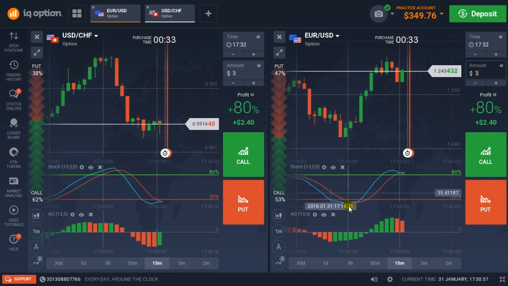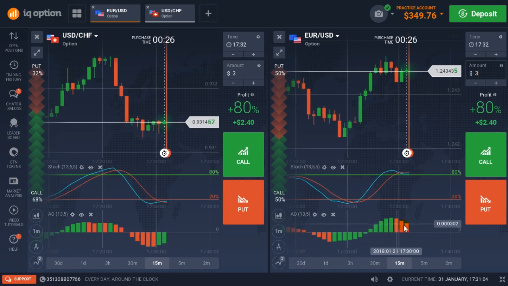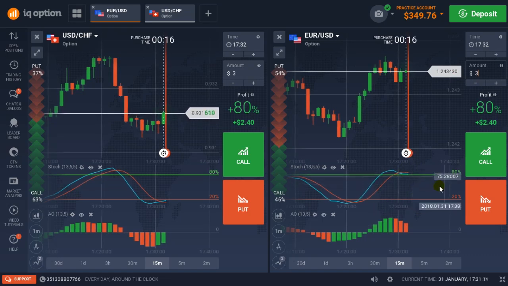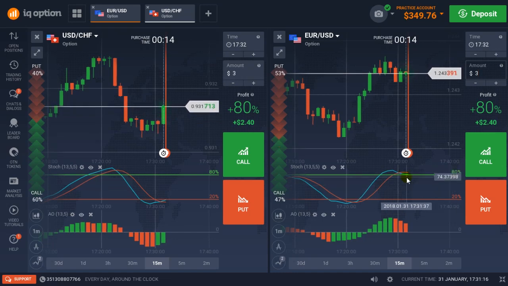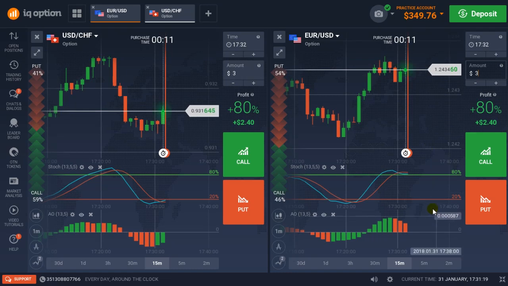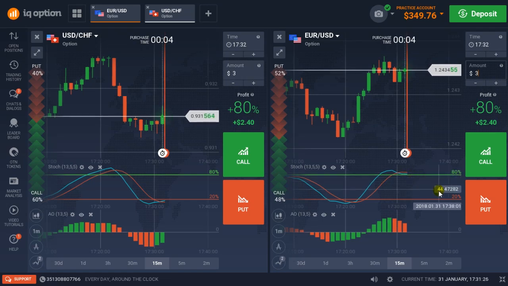Okay, now going back to trading. On the right side, we can see the Awesome Oscillator has shifted from green bars and has started to show us red bars. The lines of the stochastic oscillator have crossed again, although they haven't come down below the 80%, but they have crossed, so we can expect price to come down. And if that happens, and we get a signal from our rule set, we get into a put trade on this side.